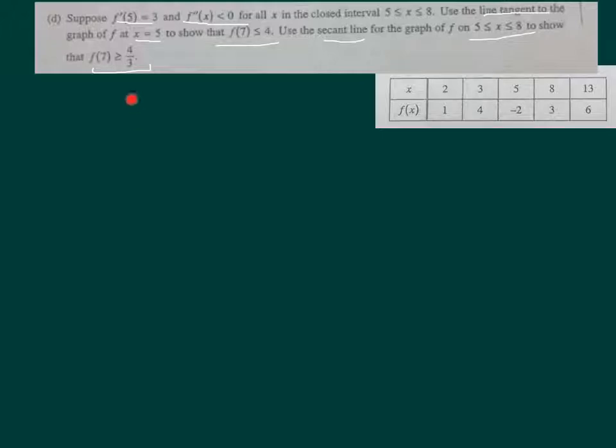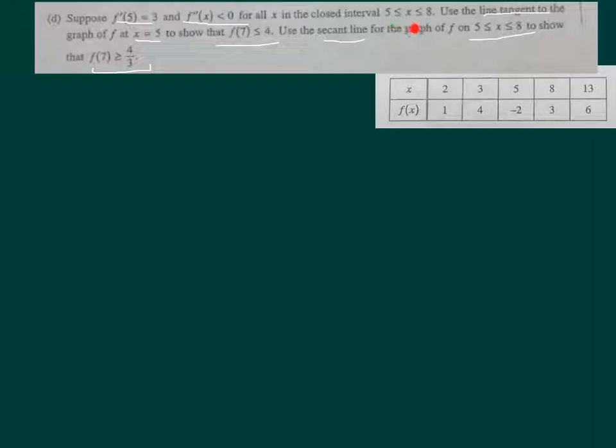Suppose, reading it here, here's my little laser pointer, suppose that f prime of 5 equals 3. That means the derivative of f at 5 is 3. Slope of the tangent line, instantaneous rate of change, and that the second derivative is less than 0, concave down. So I'd probably write that on the test next to this part, concave down for second derivative less than 0.